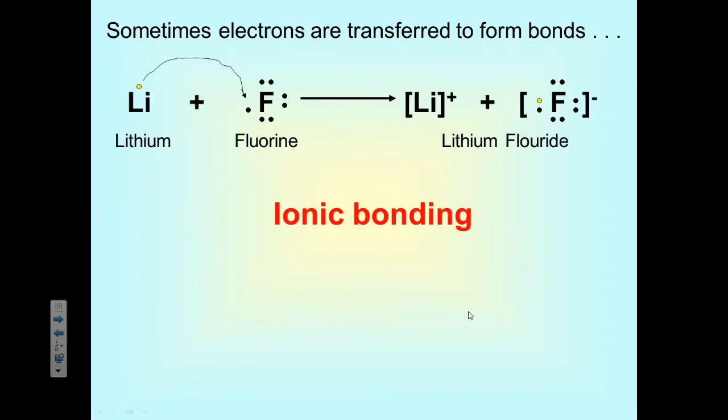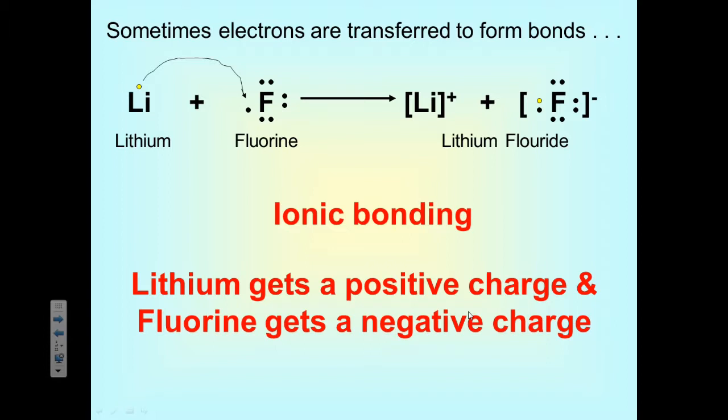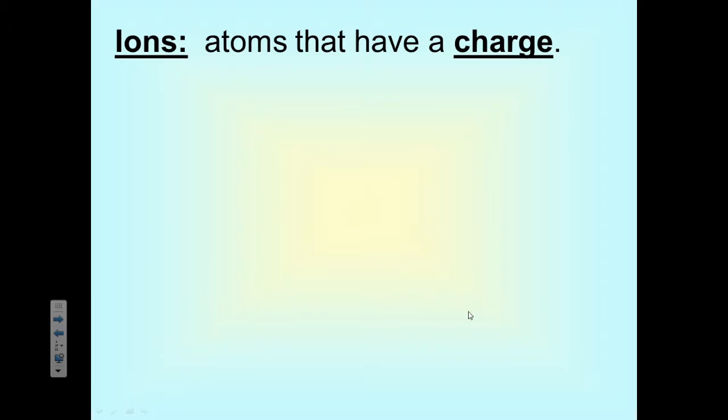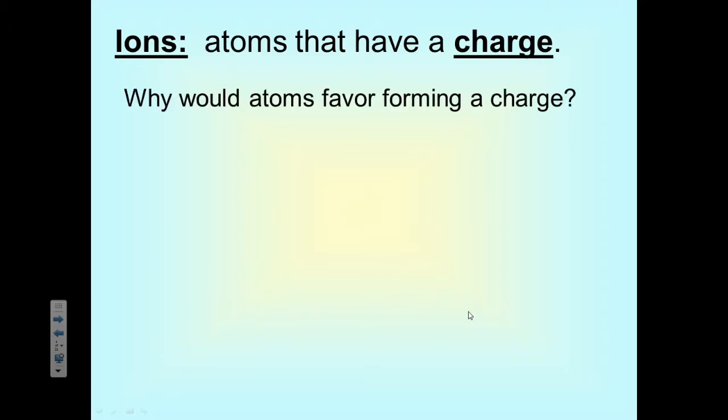Here's another way to depict it. And here are the overall charges once again. Okay, so ions are atoms that have a charge. We've been through that before.